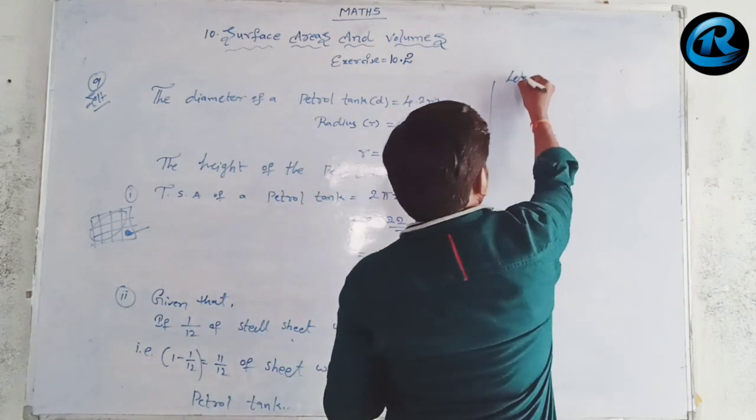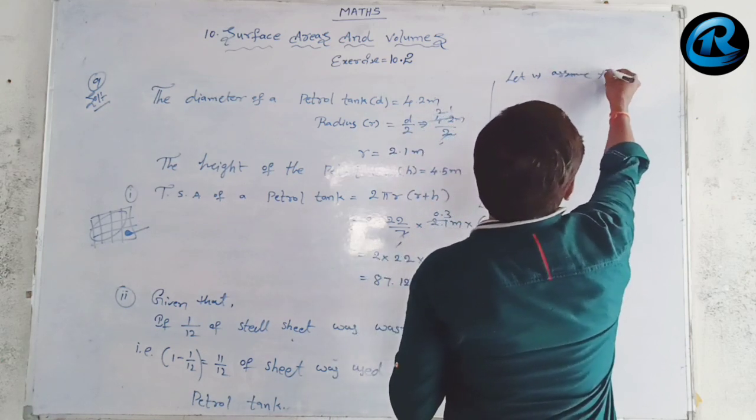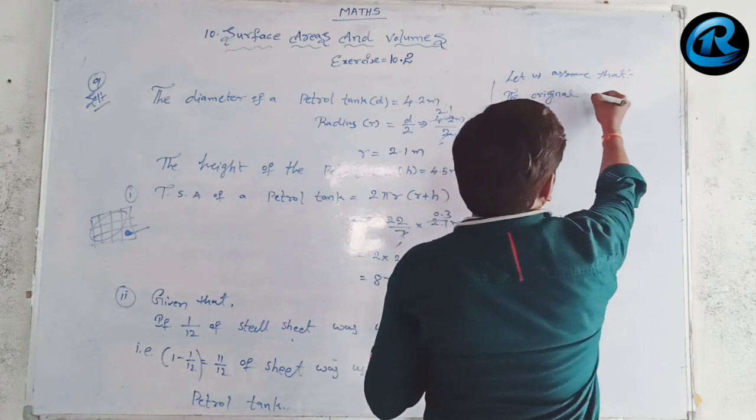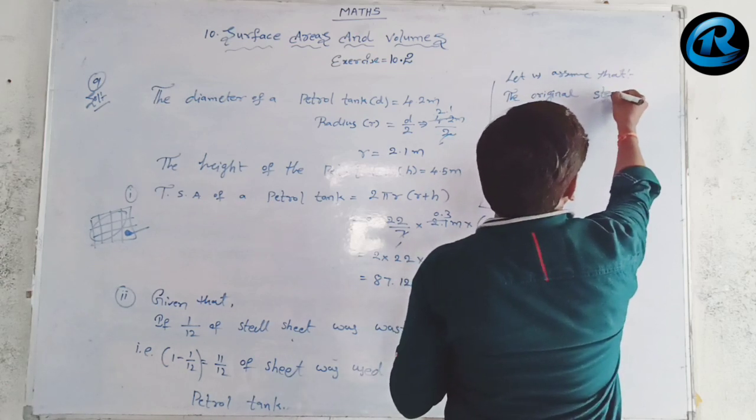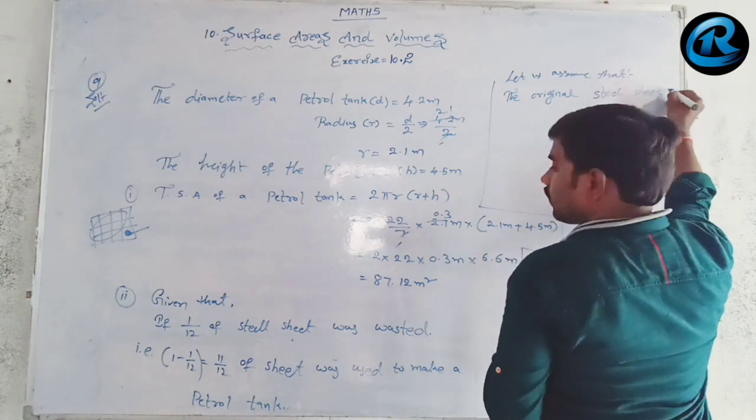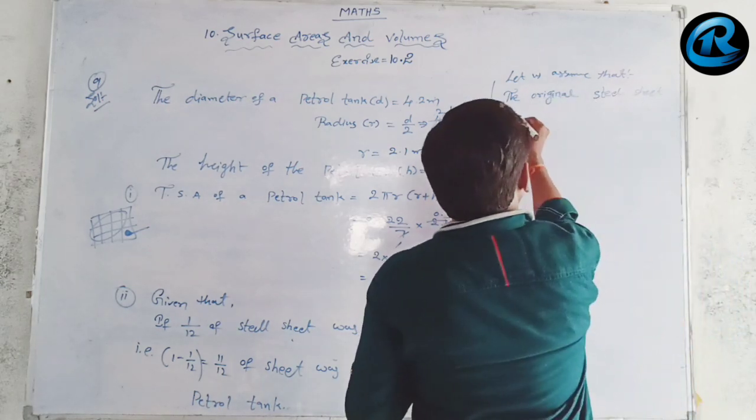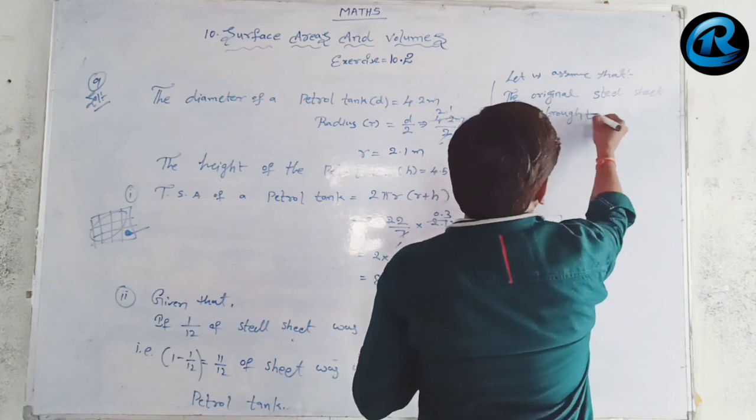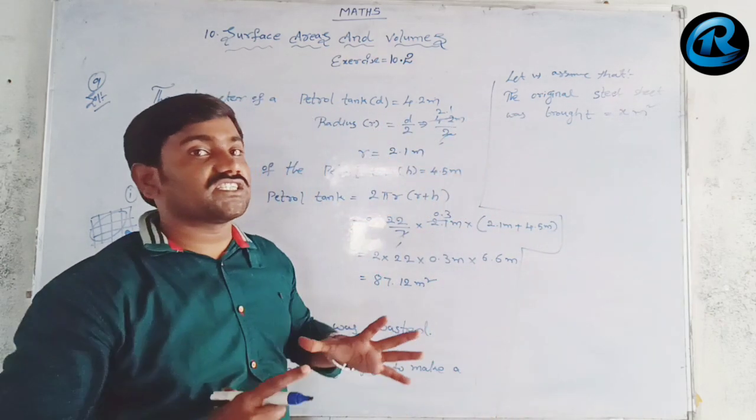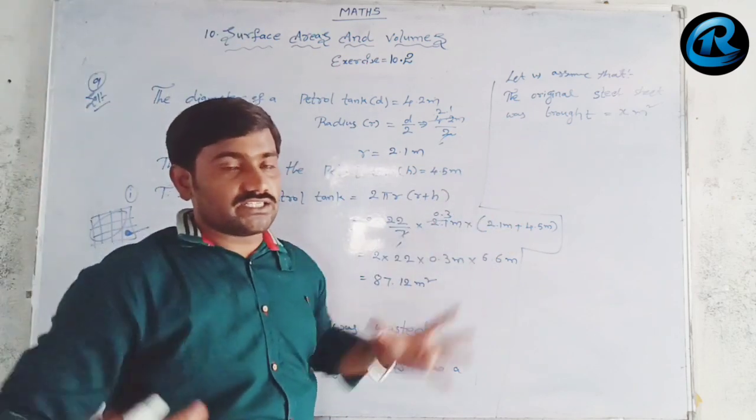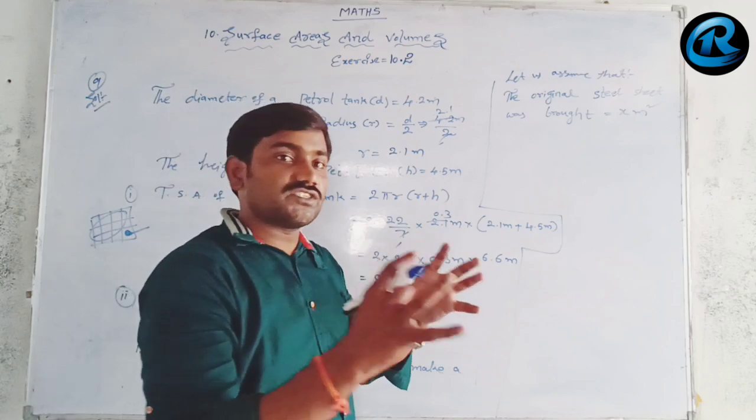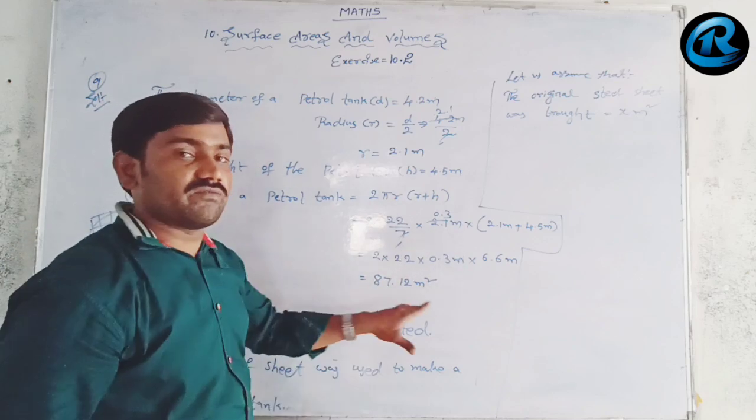Let us assume that the original steel sheet that was brought is equal to x meters square. Suppose x meters square of steel was brought. He divided it into 12 parts. One part was wasted while making it. Using 11 parts of steel, the total surface area of the tank came to 87.12 meters square.